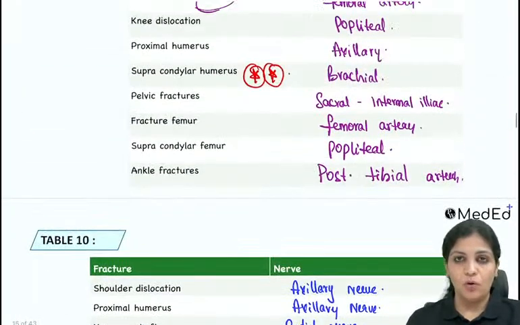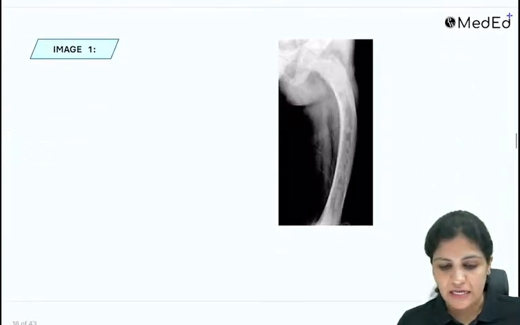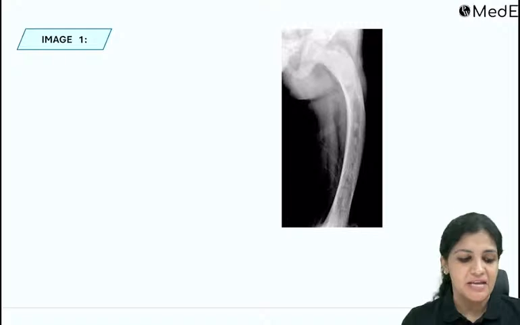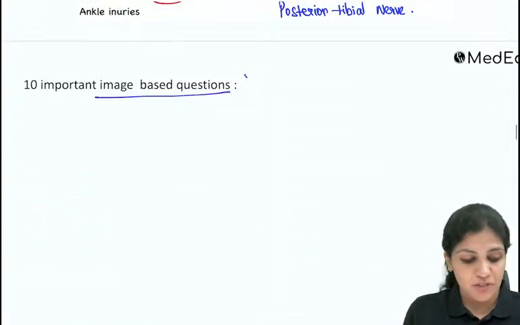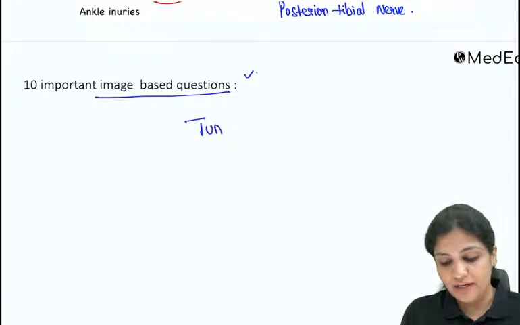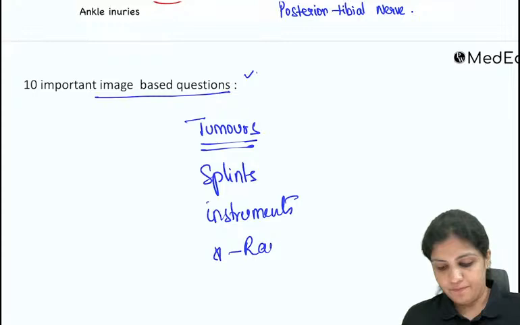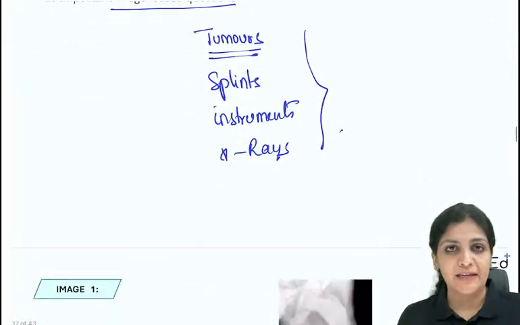So now we are done with all the 10 tables, right? These are all the important facts. It could be asked as a one-liner. We have discussed some few important concepts. Now let us go to the image-based questions. Whenever I say image-based questions, the first things you have to read are tumors, splints, instruments, X-ray. These are mainly the image-based questions asked in ortho.